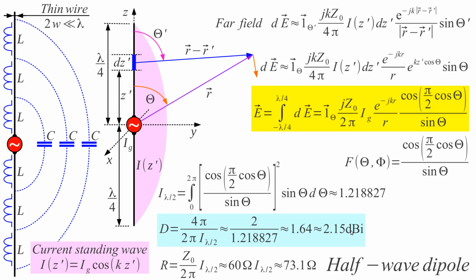More important, if I calculate the power flow out of this antenna and the radiation resistance, it is simply the radiation resistance of free space, 377 ohm divided by 2 pi, which is 60 ohm, times the value of my integral. This is 73.5 ohm, 0.1 ohm. So a half wave dipole has some directivity. It is not particularly good, this directivity, but it has a very useful radiation resistance.